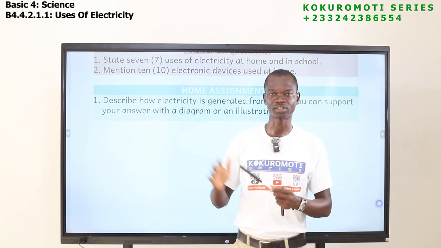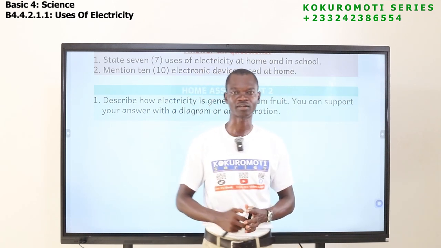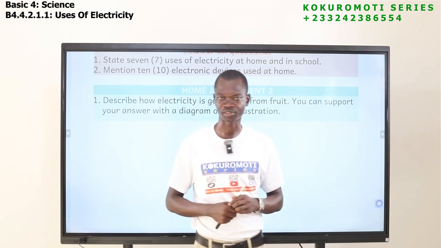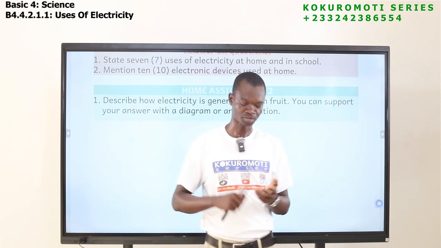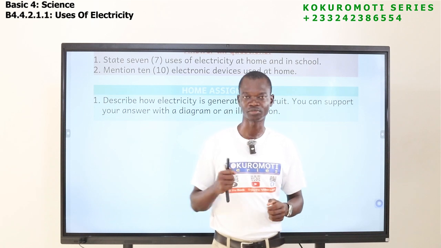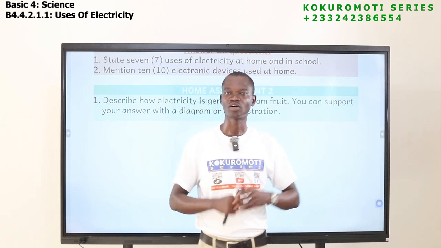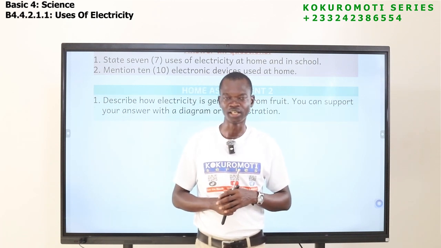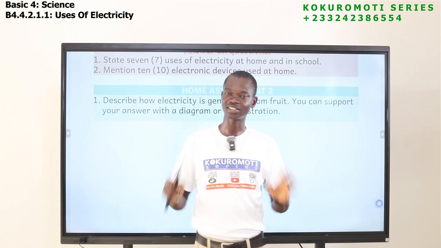Today we have learned about uses of electricity. We have seen that all the electrical appliances that we have in the house, without electricity, they cannot function. And we use them on a daily basis. We have iron, fridge, television, mobile phone, computers, bulbs, blenders, washing machine. There are many. All these things that I mentioned, they need electricity before they can work. So we need to know how to use them. But today we have just seen the uses.